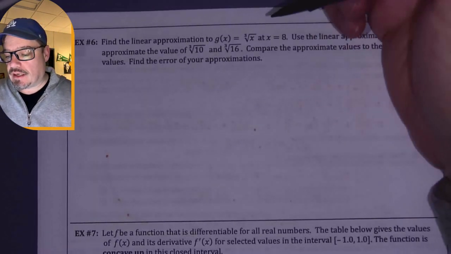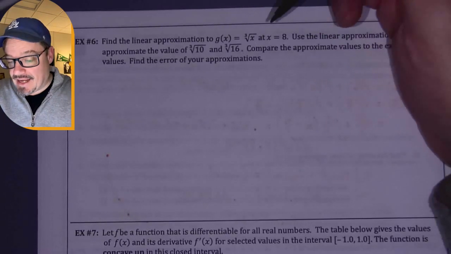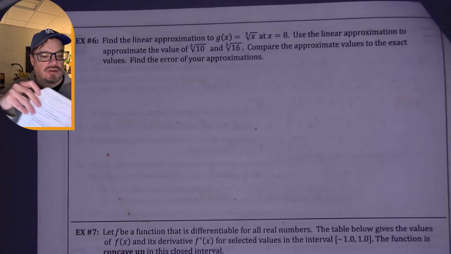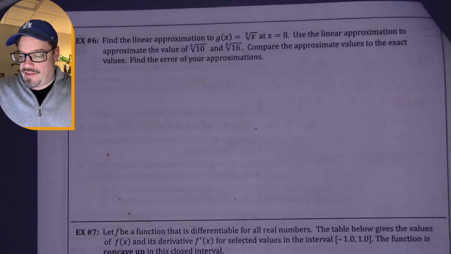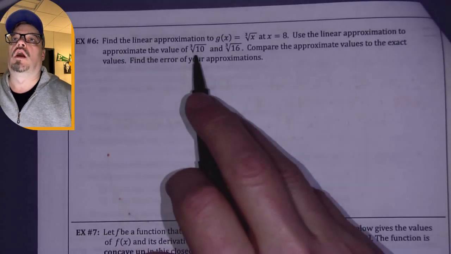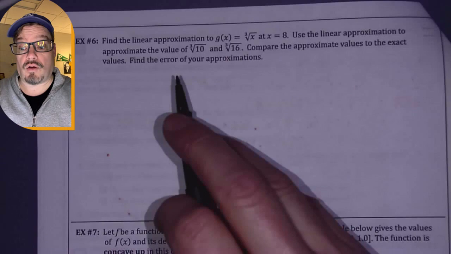So here we're gonna find the linear approximation to g of x, and it equals the cube root of x at x equals 8. Okay, so we're gonna just go ahead and do that. We wanna make sure that we've got that equation first before we start thinking about approximating values for cube root of 10 and cube root of 16, and then we're going to go ahead and find the error for those.